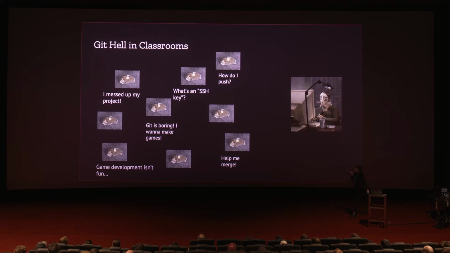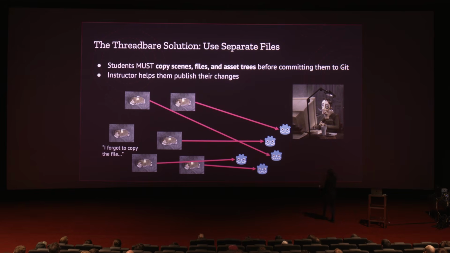So if you think teaching a bunch of artists Git is bad, try dealing with a group of 20 students' merge conflicts. It doesn't work. You can't. It's not possible. You need to teach a game development class, not a Git development class. So how does Threadbare handle it?